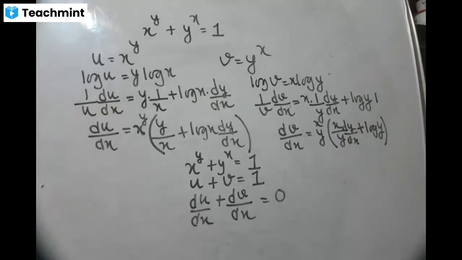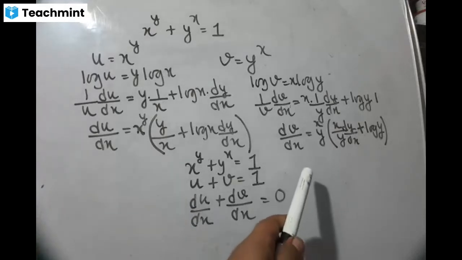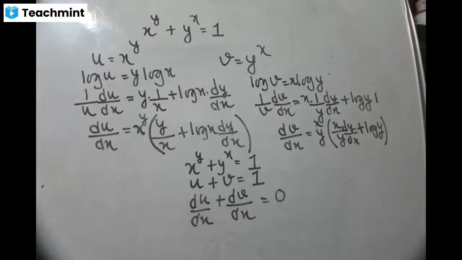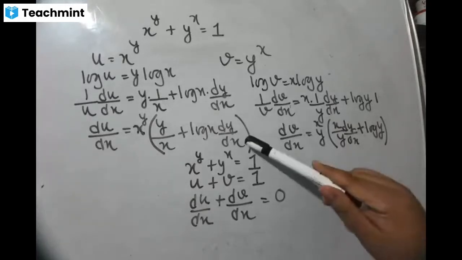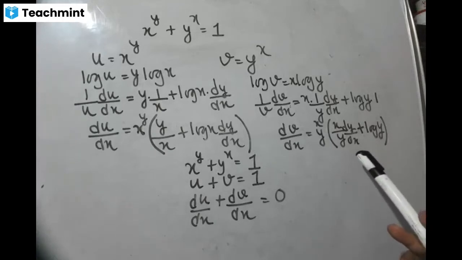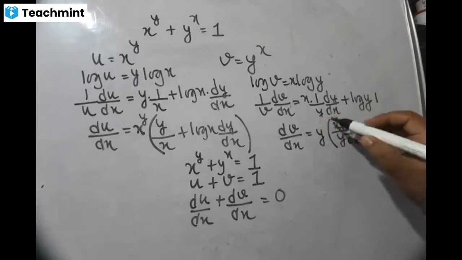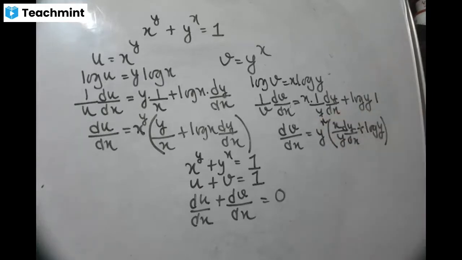Now du by dx is this, dv by dx is this, but that is not the end of the solution because you have to find dy by dx, isn't it? So dy by dx is in the first equation also, dy by dx is in the second equation. So what you need to do is, this is y to the power x.